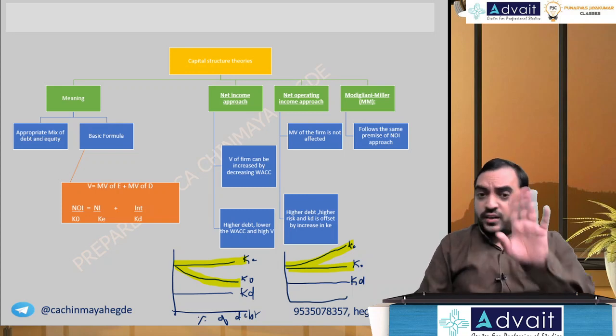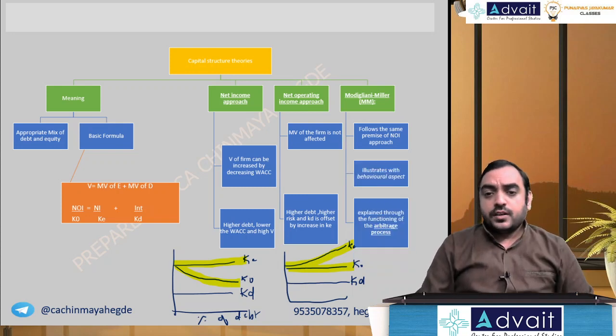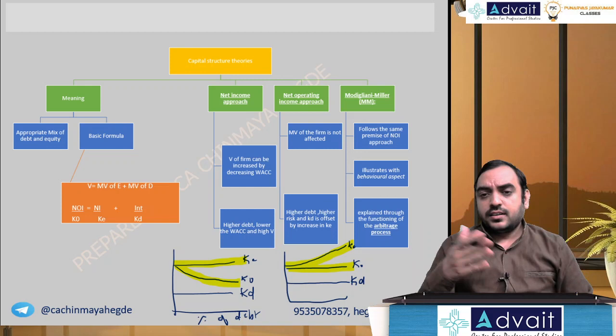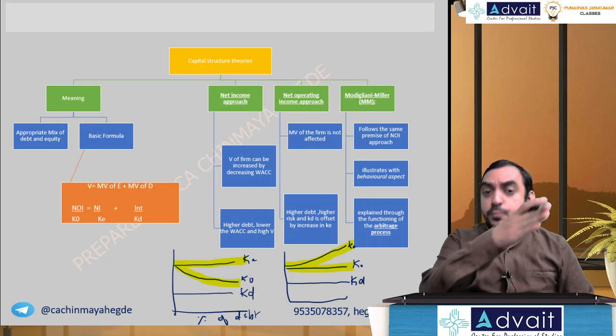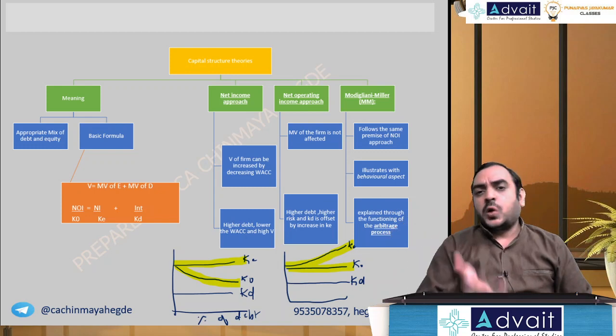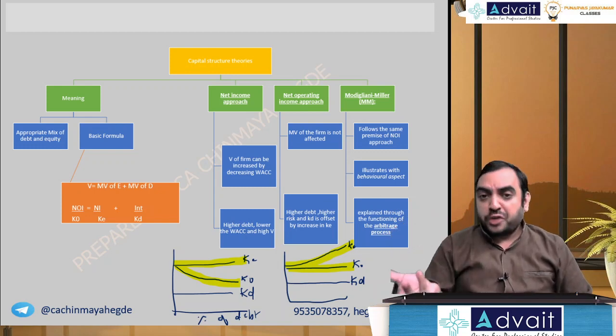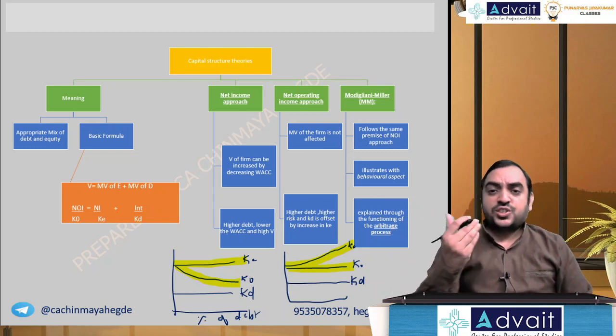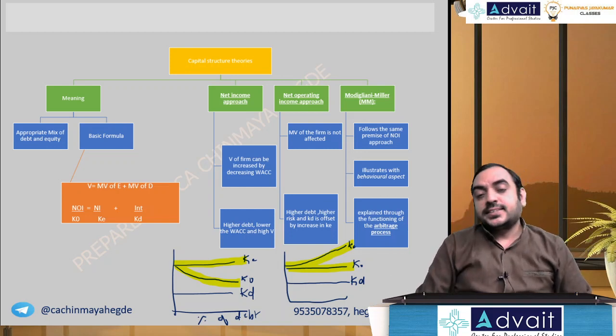I'll do a problem, you'll understand the M&M approach. And the traditional approach says that it is a combination of both. Practically, the cost reduces up to a point after which it will increase. The optimum point is called the traditional point, and there is no formula for it; it differs from case to case, scenario to scenario basis.